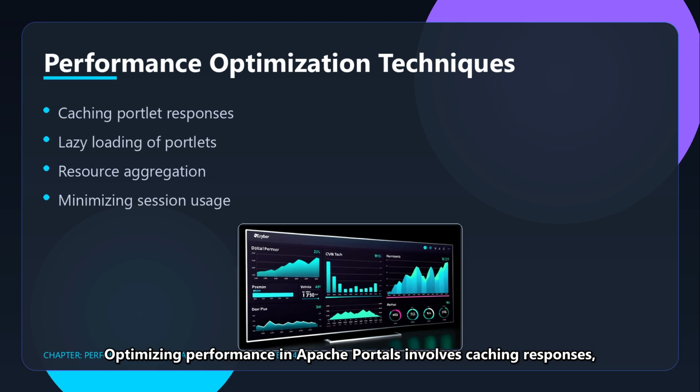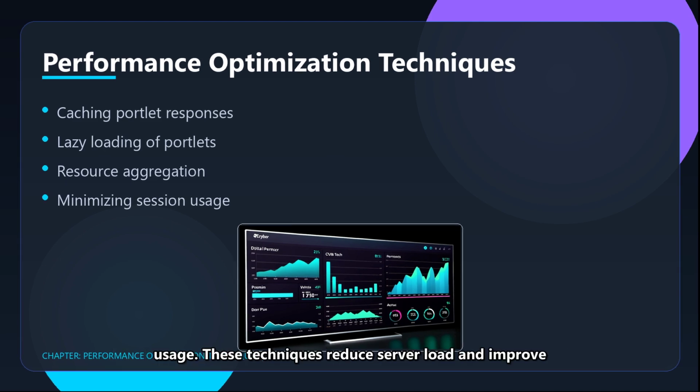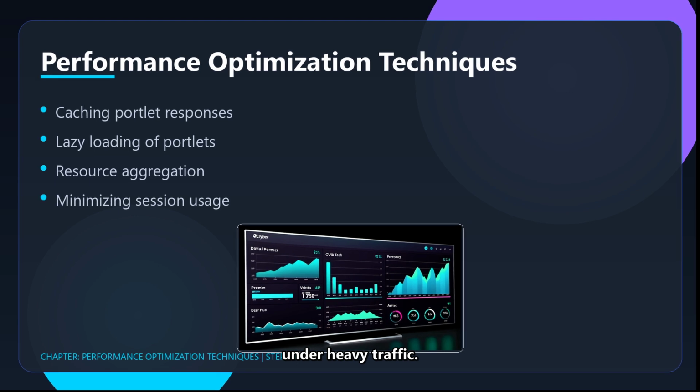Optimizing performance in Apache Portals involves caching responses, lazy loading portlets, aggregating resources, and minimizing session usage. These techniques reduce server load and improve response times, ensuring a smooth user experience even under heavy traffic.